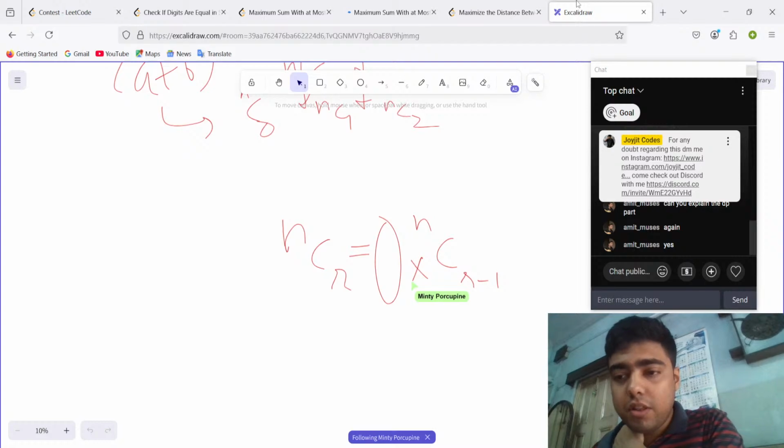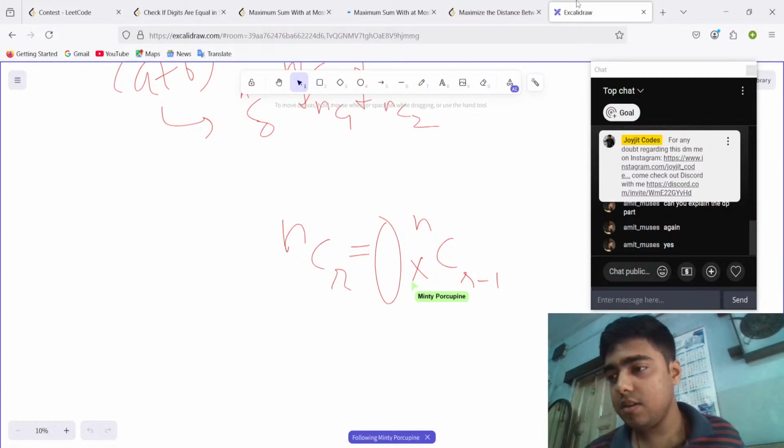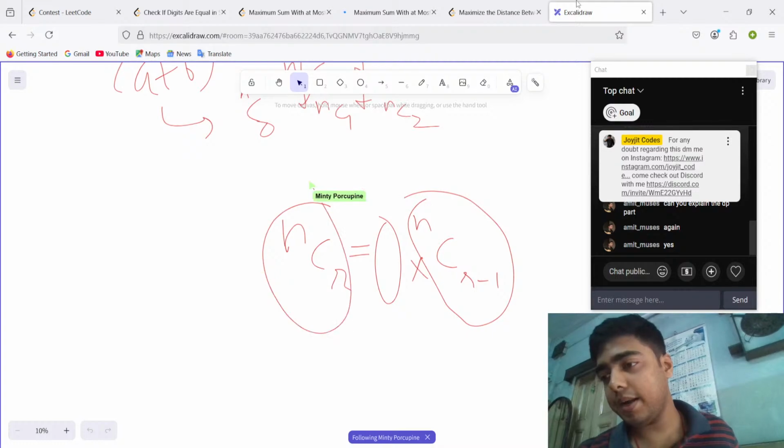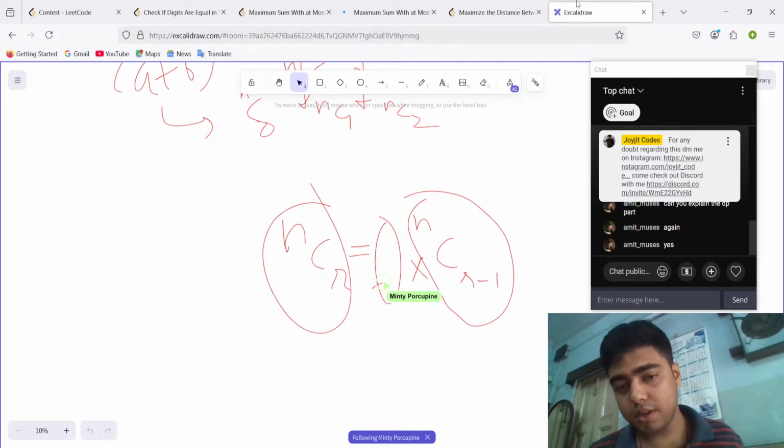There's a formula over there. So that is it. Since this is the previous element and this is the current element, I have to just multiply it with the previous element. That is what the DP approach is.